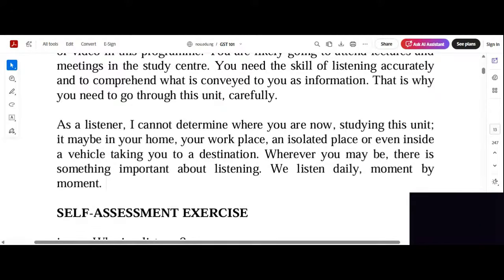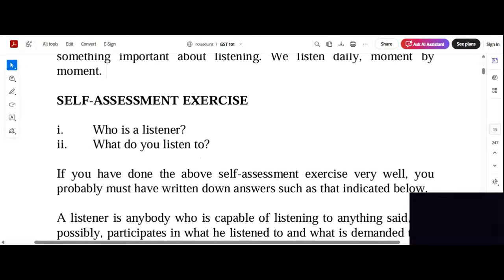In one way or the other, you find yourself listening every day. So from that simple part that we've finished studying, you will be able to answer who a listener is now. Who is a listener? You are the listener. And what do you listen to? You listen to radio, television, seminars, talks, and so on and so forth, like we've seen in the part we've just concluded. Now, we are moving to something serious.